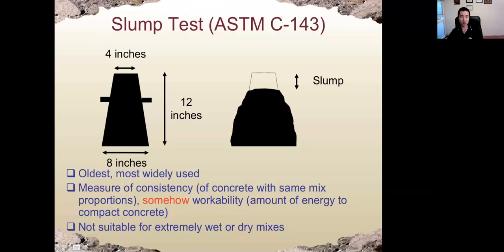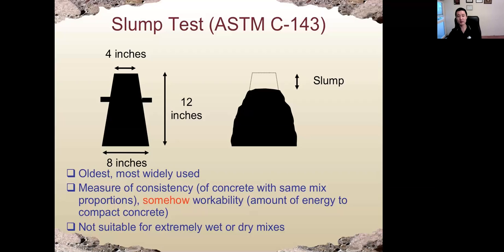We have the slump cone with a shape like this, and we fill the cone with concrete using 3 layers. For the first layer, we consolidate the concrete with a steel rod 25 times. The second layer, 25 strokes, and then the third layer, another 25 strokes. And then we lift the cone and measure how much, in inches, the concrete slumped. The higher the slump value, the higher the consistency of the concrete.